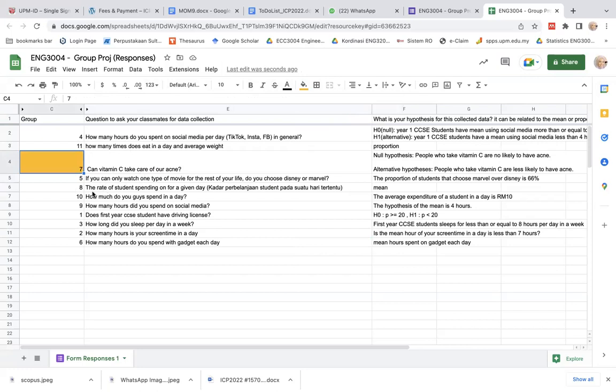Okay, so number eight, the rate of students spending for a given day, or they also translated this in Bahasa, kadar perbelanjaan student pada suatu hari tertentu, for a given day.